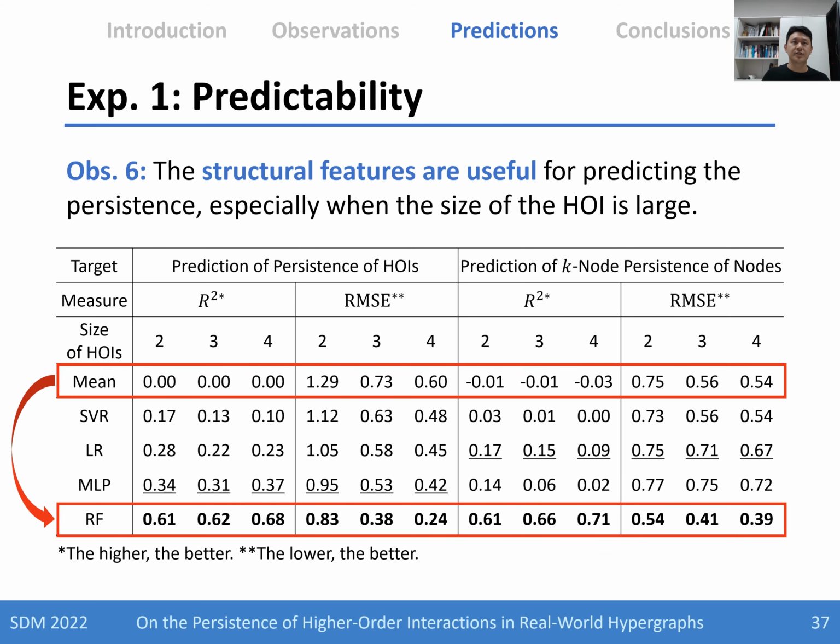All models achieve better performance than the baseline method, and random forest is most accurate for both tasks. On average, compared to baseline, random forest reduces RMSE by 47% and 28% for problems 1 and 2 respectively. The performance gap between random forest and baseline grows as the size of HOIs increases.